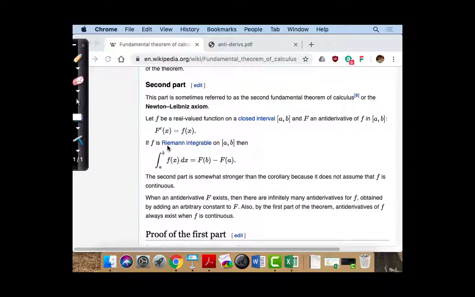This says if f is Riemann integrable. What that means is basically it doesn't have weird pointy things and lots of asymptotes and stuff. So if it's Riemann integrable between a and b, then the accumulation due to this rate function between a and b comes from this capital F. Now in this case, capital F was defined so that capital F's derivative is little f.